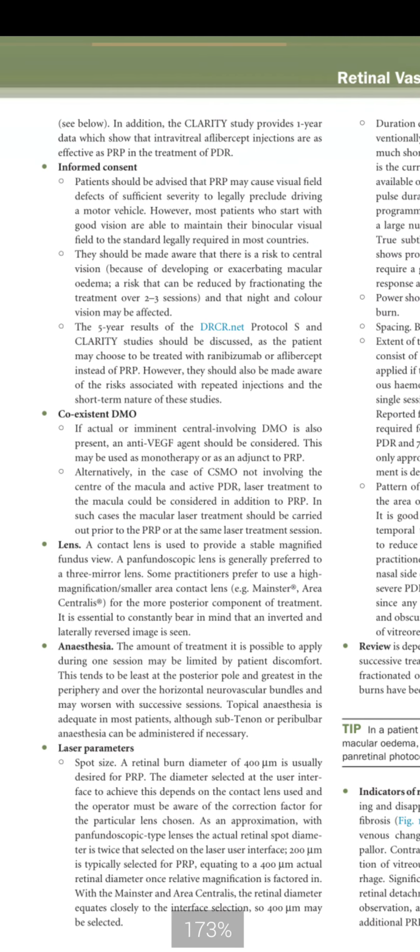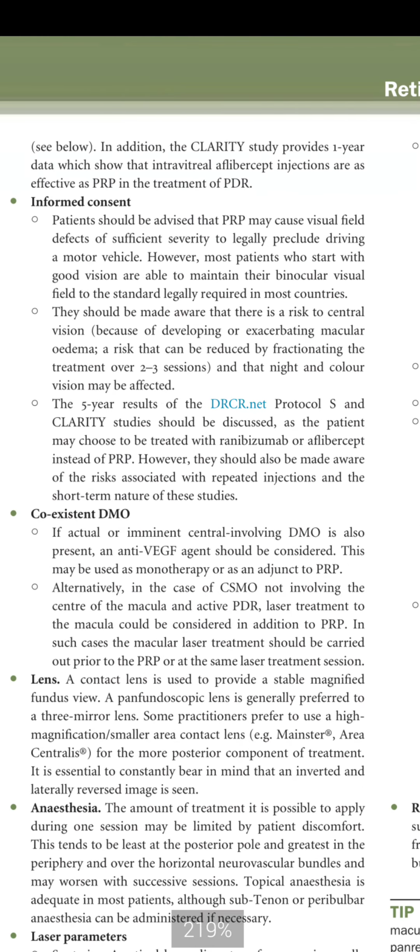And there is the CLARITY study. In addition, the CLARITY study provides 1 year data that shows that intravitreal aflibercept injection is as effective as PRP in the treatment of PDR. So CLARITY discusses intravitreal aflibercept, which has the same effect as PRP, and DRCR.net was discussing ranibizumab, which has the same effect as PRP.